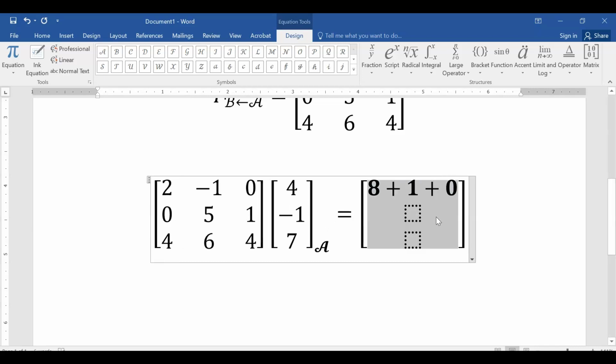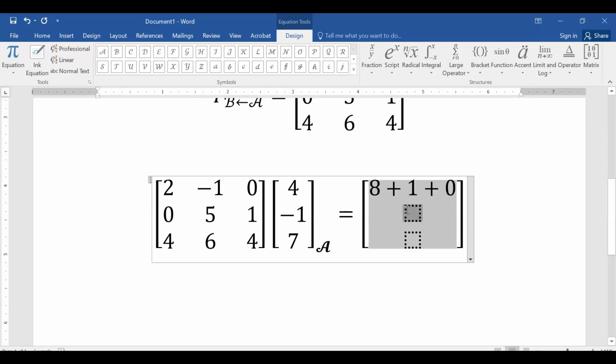So that first entry into this vector is going to be, again, 2 times 4, negative 1 times negative 1, 0 times 7. First entry is going to be 9. Second entry, 0 times 4, plus 5 times negative 1, plus 1 times 7. All right, so that second entry is going to be a 2. And then lastly, 4 times 4 is 16. 6 times negative 1 is a minus 6. 4 times 7 is plus 28.